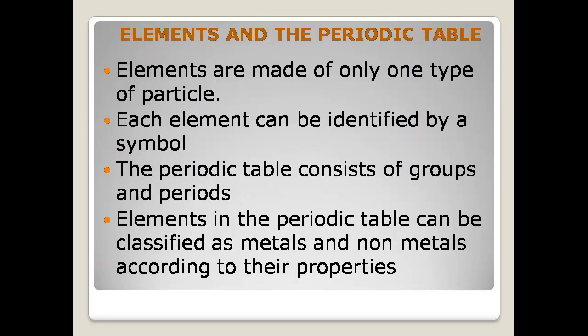To summarize, we have seen that elements are made up of only one type of particle. Each element can be identified by a symbol. The periodic table consists of groups and periods. Elements in the periodic table can be classified as metals and non-metals according to their properties.